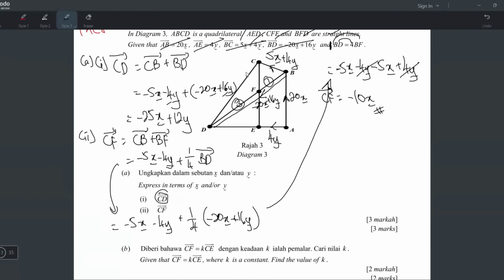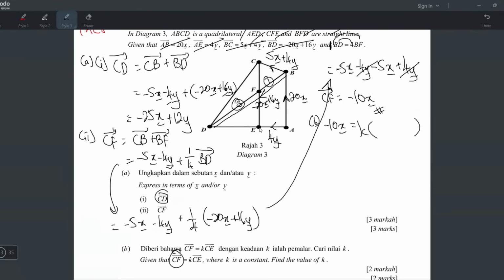And dia kata dua-dua ni equal letak K. So means both vector parallel, and K will be the ratio. So just masukkan vector CF and CE lah. Okay, CF I already have negative 10x. So masuk saja, sama dengan K times vector CE. So I need to put in CE here.